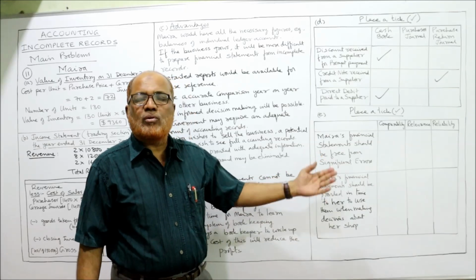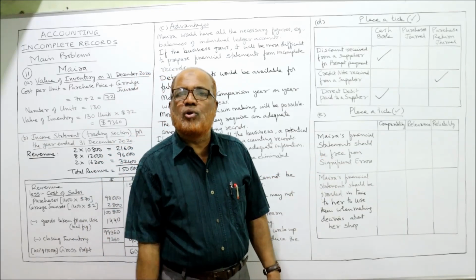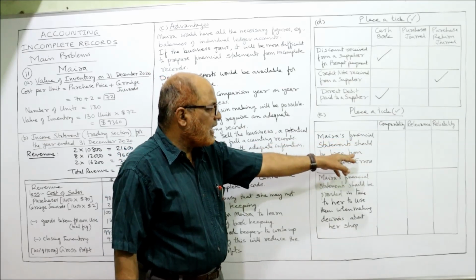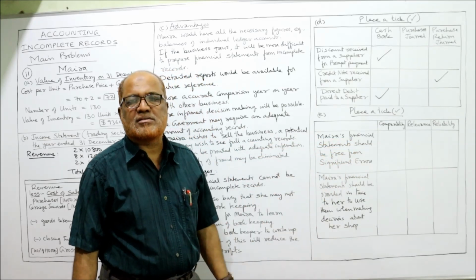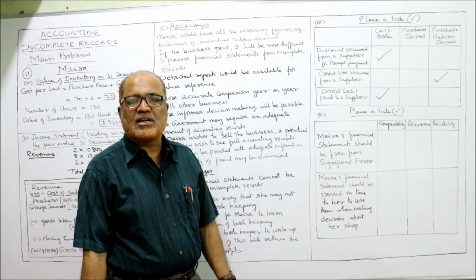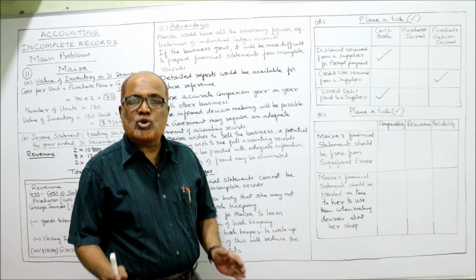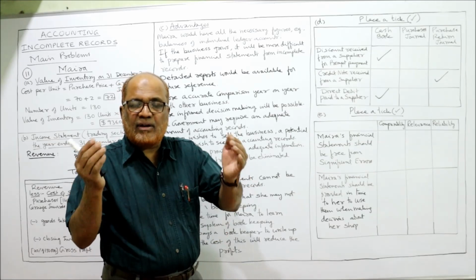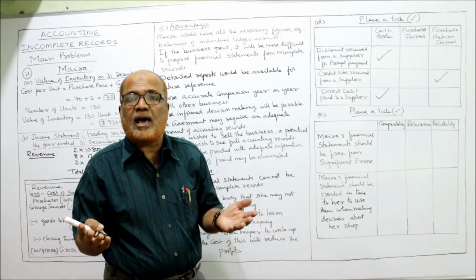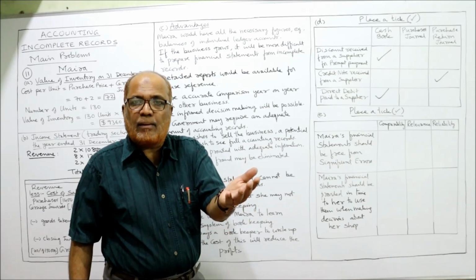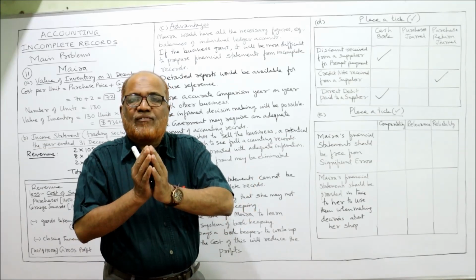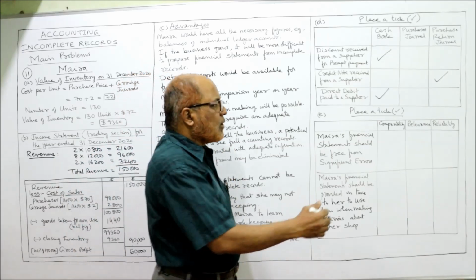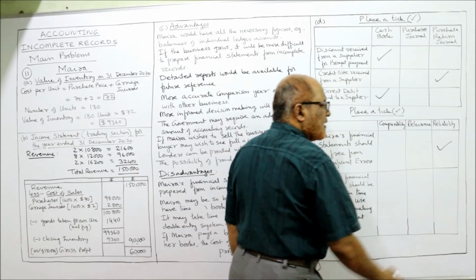Now, for each statement we have to see which objective is fulfilled. First, Myra's financial statement should be free from significant errors. That means it should be reliable. If the accounts have errors, they are unreliable. If the accounts are free from errors, they are reliable. So under reliability I will put the tick.